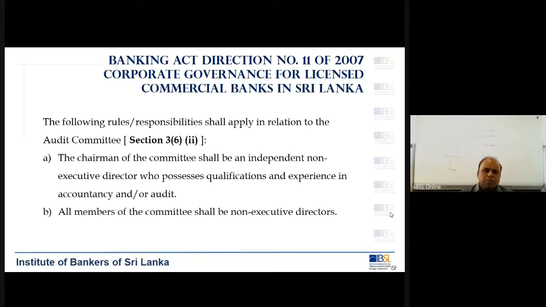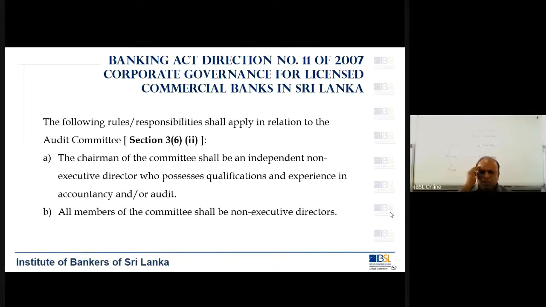Then according to the Banking Act Direction number 11 of 2007, the corporate governance measurements. The following rules and responsibilities shall apply in relation to the audit committee. Now we are talking about something very important. Every company should have an audit committee, which will be headed by a person who is on the director board, and there will be representatives of the other directors.